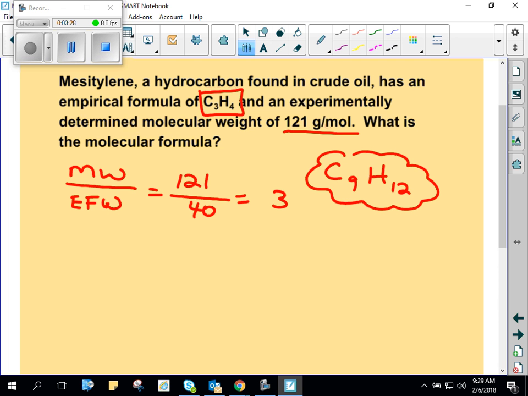It's not overly complicated. The only time it becomes more complicated is when you first have to get your work to that empirical formula, and then you have to do this as the second step. Okay? Questions on that? Okay, so let's do one that's joined together.